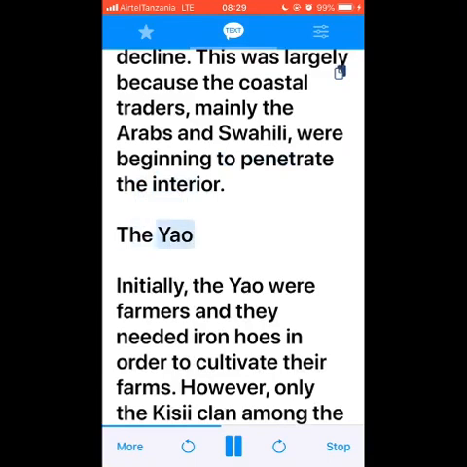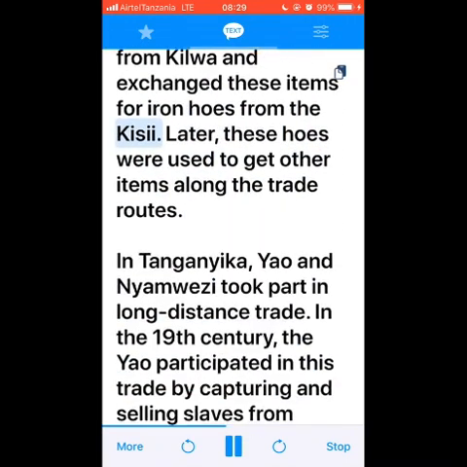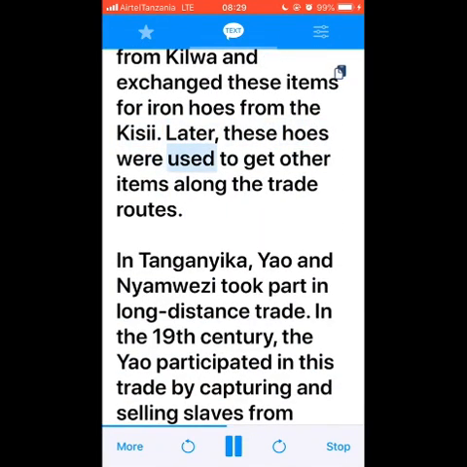The Yao. Initially, the Yao were farmers and they needed iron hoes in order to cultivate their farms. However, only the Kisii clan among the Yao knew how to make these hoes. Yao traders got beads and cloth from Kilwa and exchanged these items for iron hoes from the Kisii. Later, these hoes were used to get other items along the trade routes.